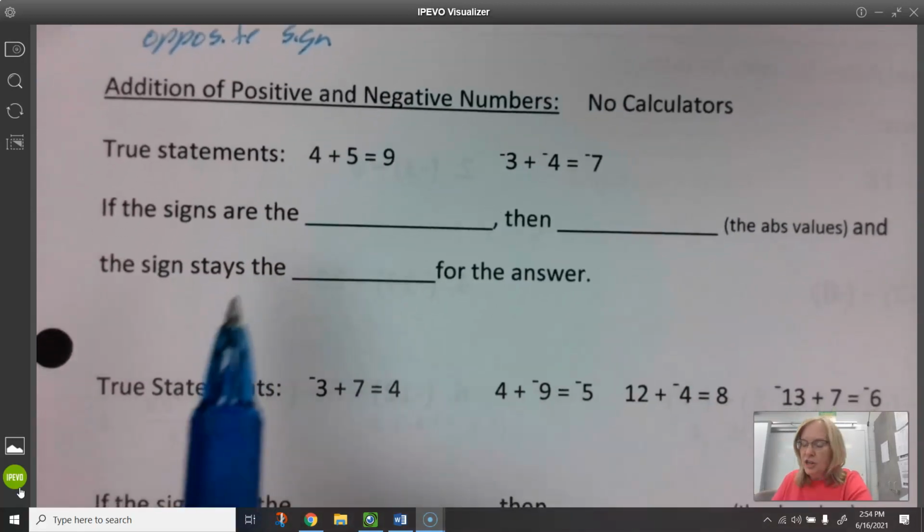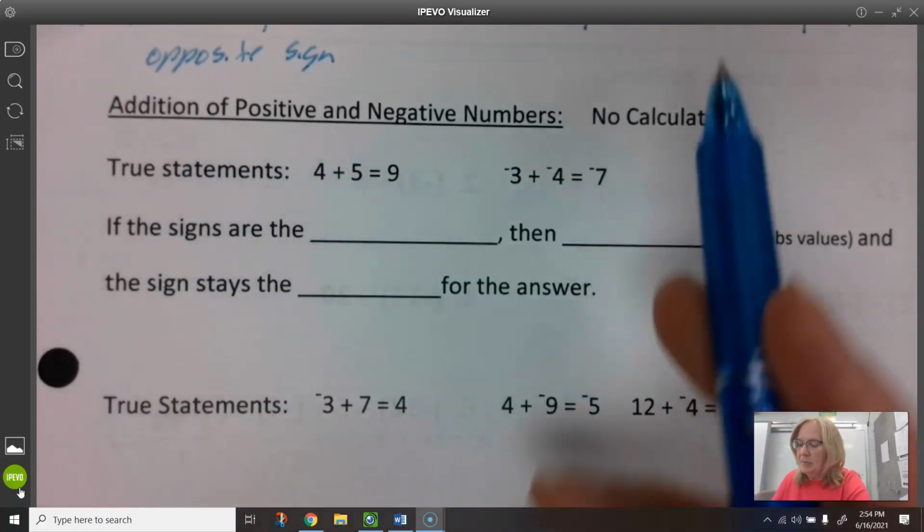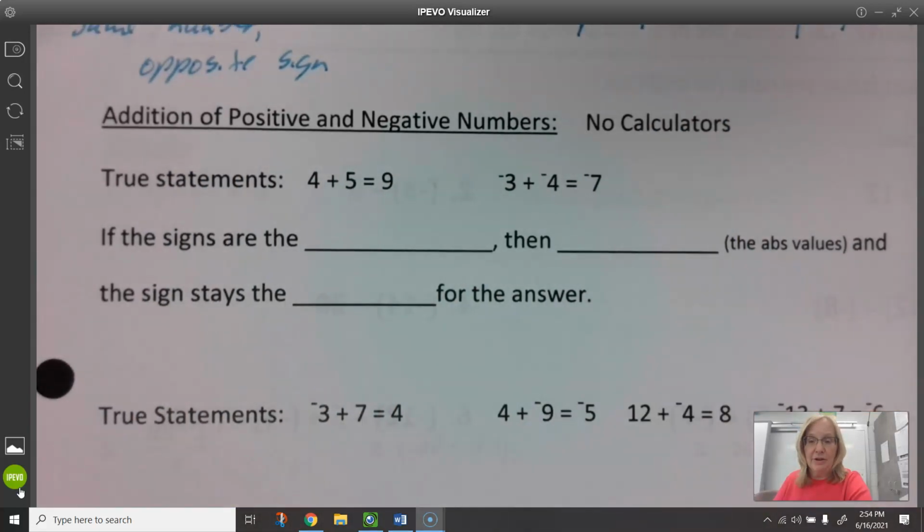Okay? So if we talk about addition of positive and negative numbers, we're not going to use calculators. We will later, but for today, we're not going to use calculators. Okay? If it's a really big number or something, we're going to have the teacher do it. So Mr. Huntley is going to use the calculator if we need to. Or I'll use the calculator, but don't get one out for you right now.